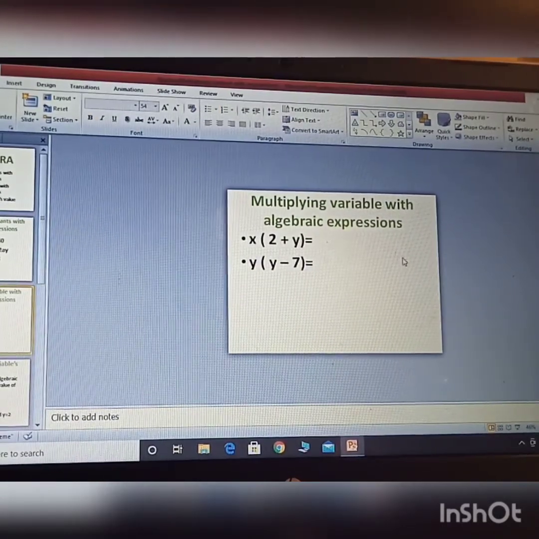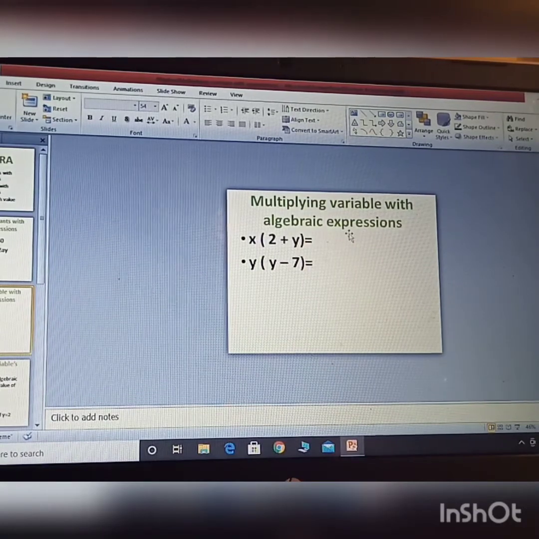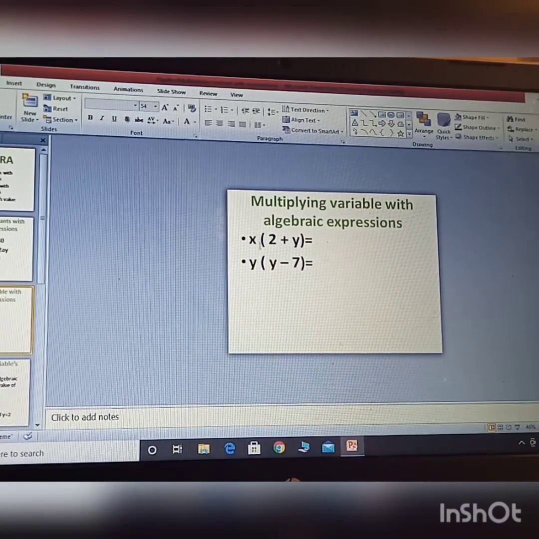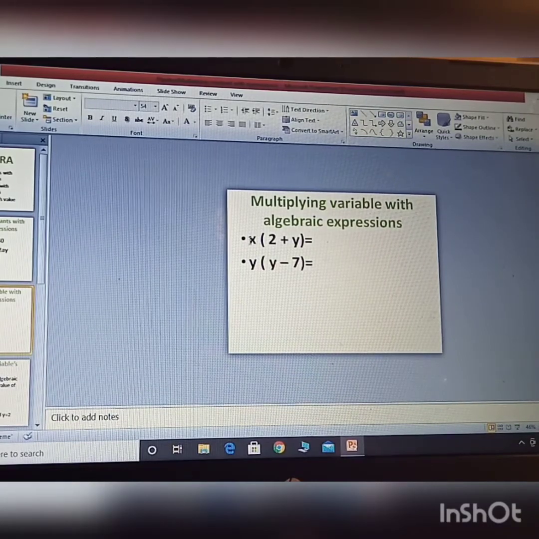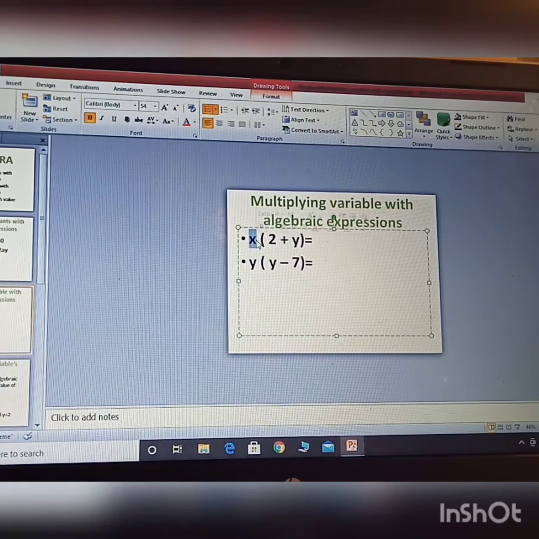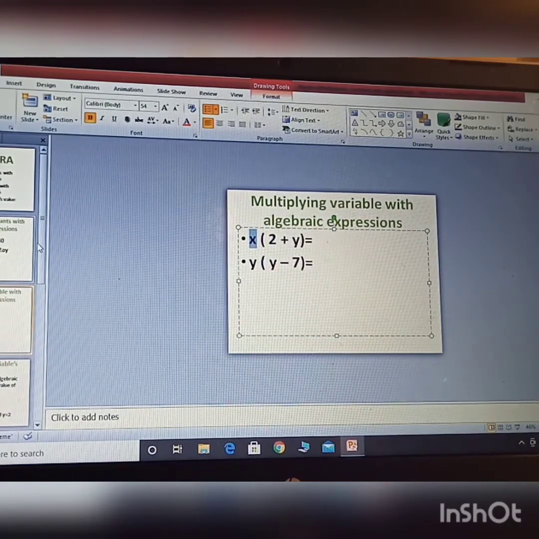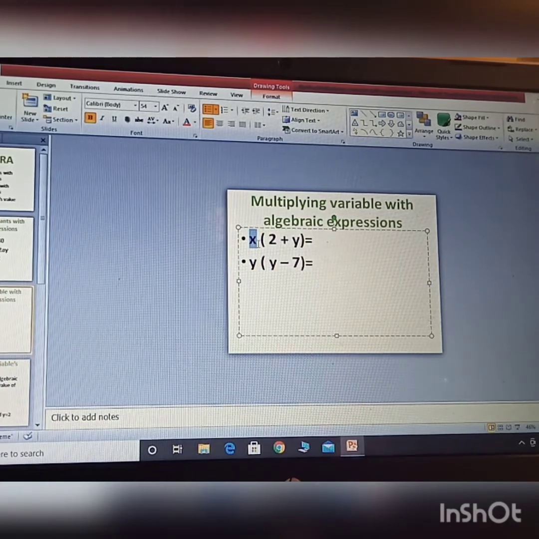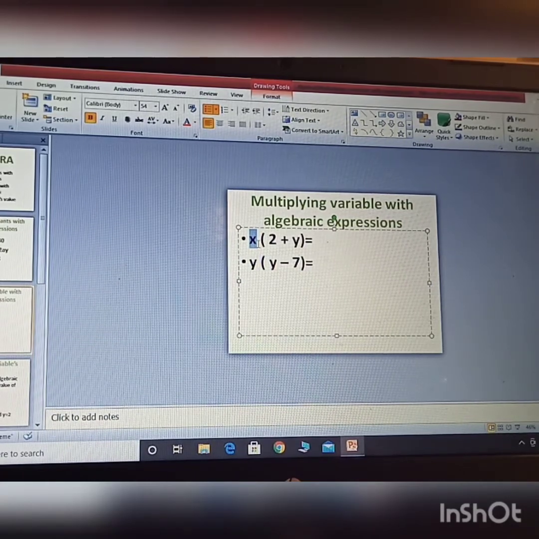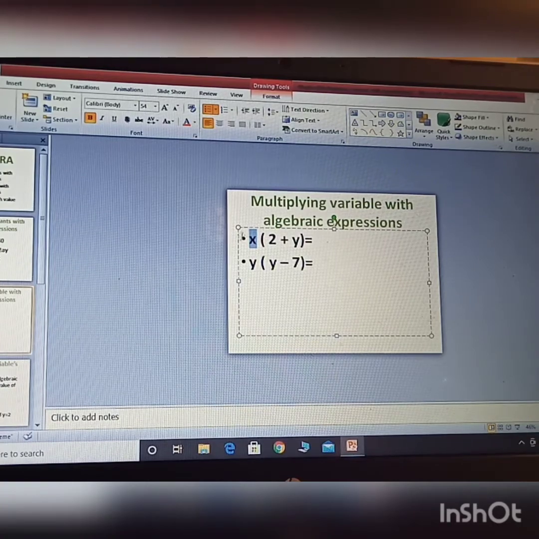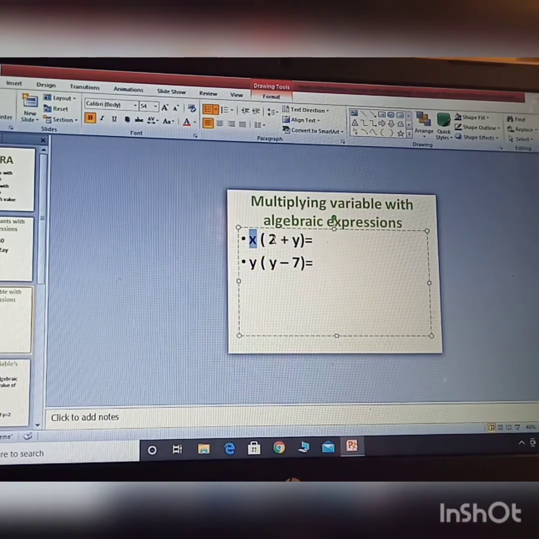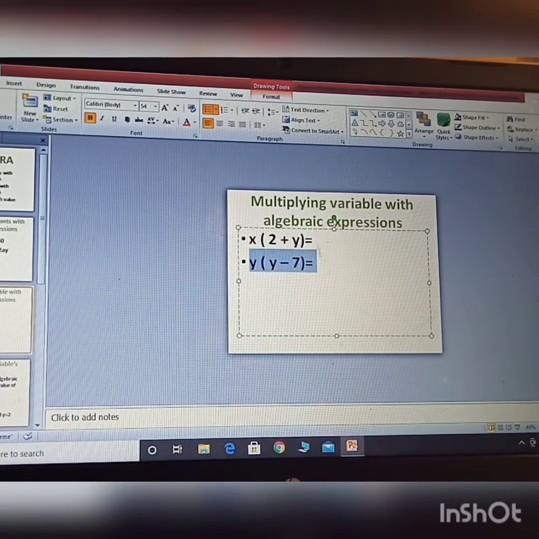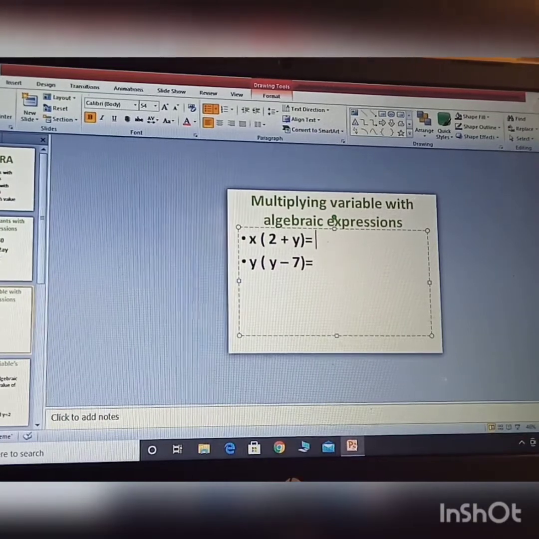Then the next target is multiplying a variable with an algebraic expression. So sometimes while doing algebra, outside the bracket you are given a variable as well. In the previous slide it was a constant, now here it is a variable. So the rule is again the same, not much change. You are to multiply this variable with the first term and then with the second term. And this is another second example. So I hope you can do it very easily now.